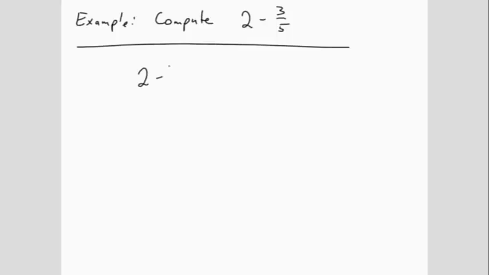Example, compute 2 minus 3/5. When working with integers, we can always write them as a fraction with a denominator of 1. This means that 2 minus 3/5 can be thought of as 2 over 1 minus 3/5. And now we find the least common denominator, which is 5. And then we do the calculation from there.